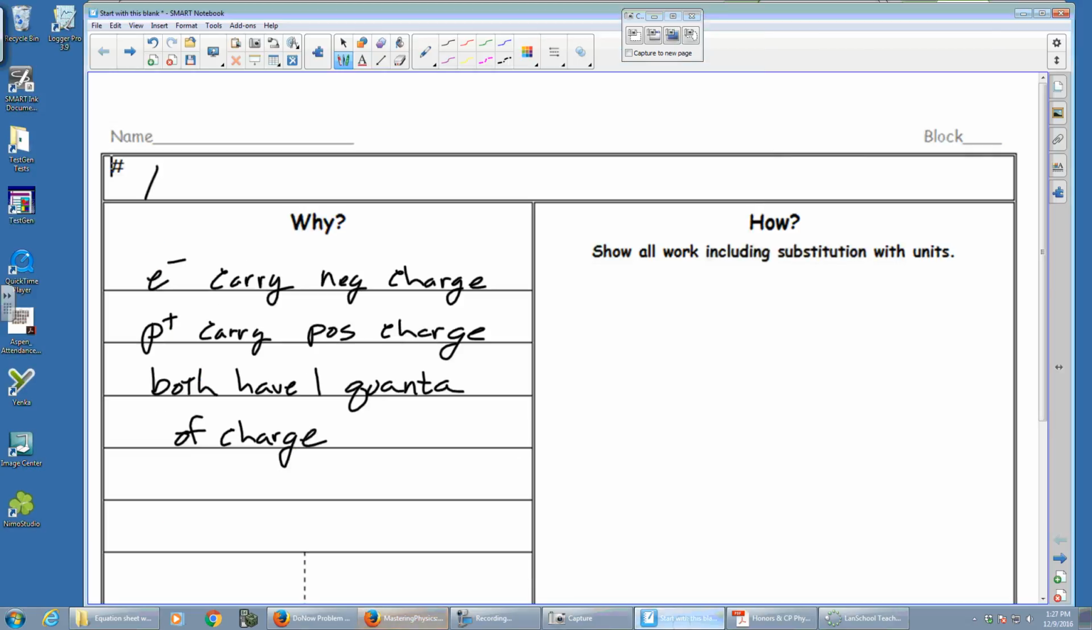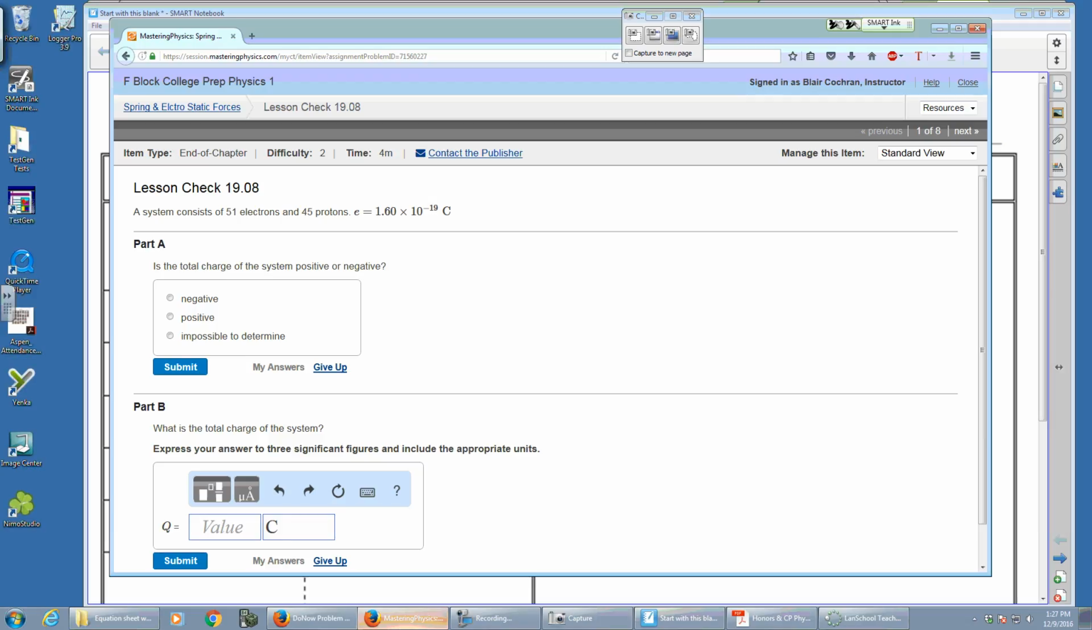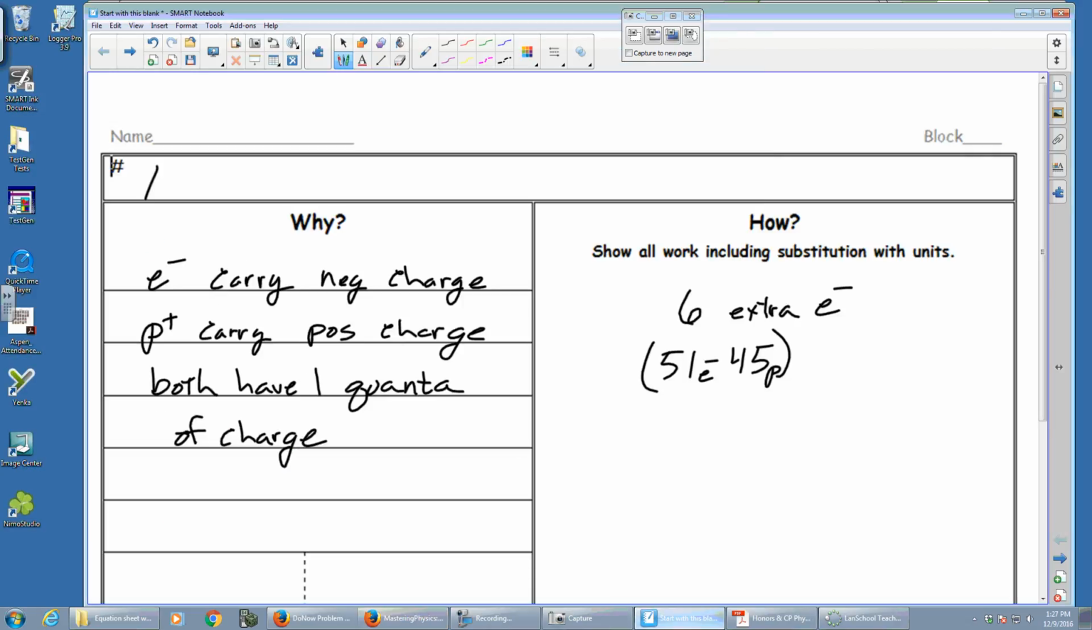6. Okay. So 6 extra electrons. And for those of you playing along at home, that was 51 minus 45, electrons and protons. All right. And I know that each one carries one quanta, which is 1.6 times 10 to the minus 19th coulombs. So the total charge, I'm going to call it big Q, is the number of charges times that 1.60 times 10 to the minus 19th coulombs.